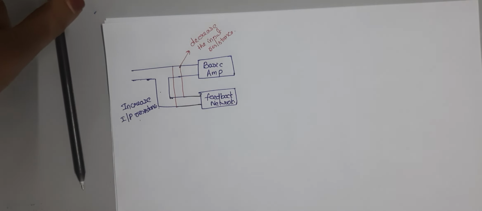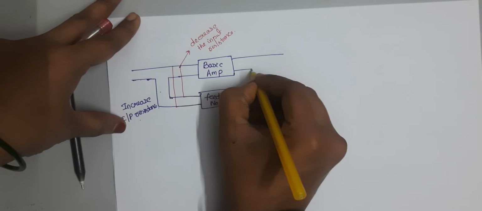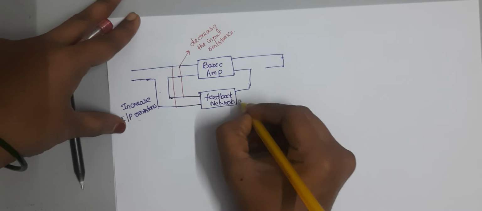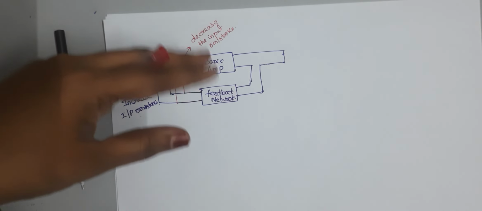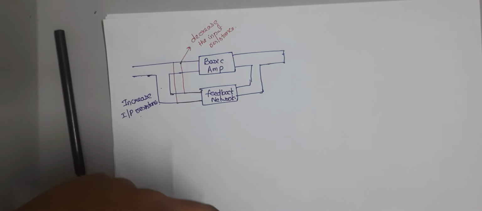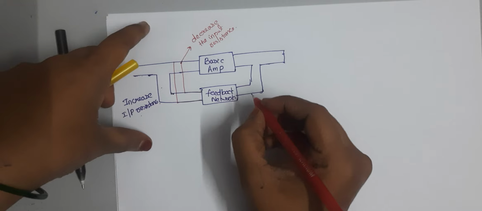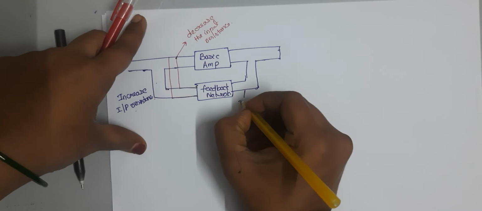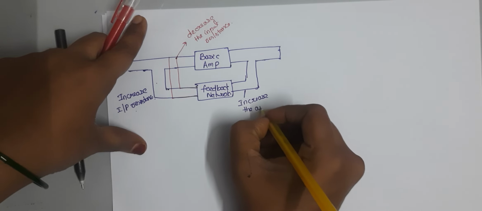Coming to the output port. So output port, sampling network. We have two types of samplings. So this is the load resistance. So this is current sampling. Okay. So current sampling. So current feedback tends to increase the output resistance.